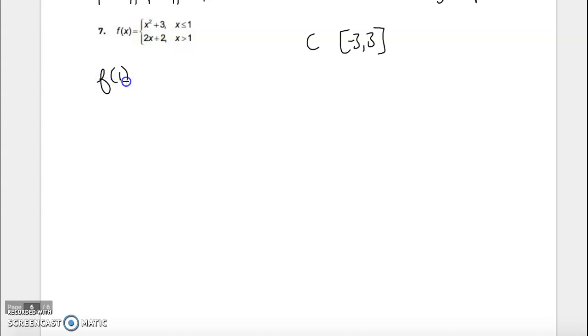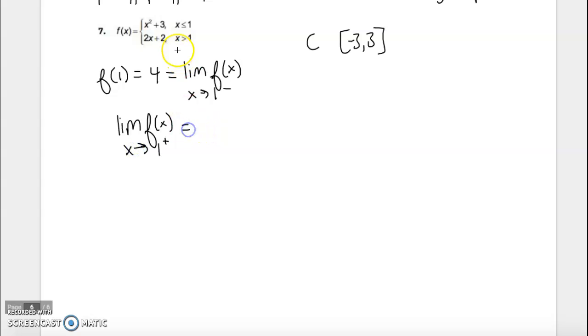So we'll find f of 1 first and foremost, which would be the top function. So f of 1 would equal 1 squared plus 3, which is 4. That's also the left-hand limit of my function. And then we'll check our right-hand limit by plugging into the bottom function. 2 times 1 plus 2 is also 4. Okay, so I would say it's continuous because, like I said, I know my parabola is continuous everywhere, and a linear function is continuous everywhere. We just had to check our breaking point to see if they would match up, essentially. And they do, so we'd say it's continuous.